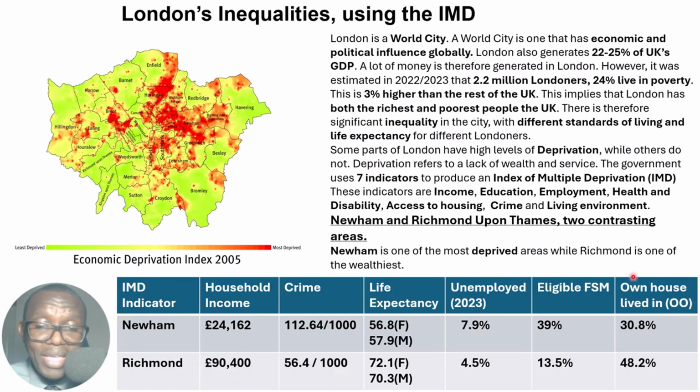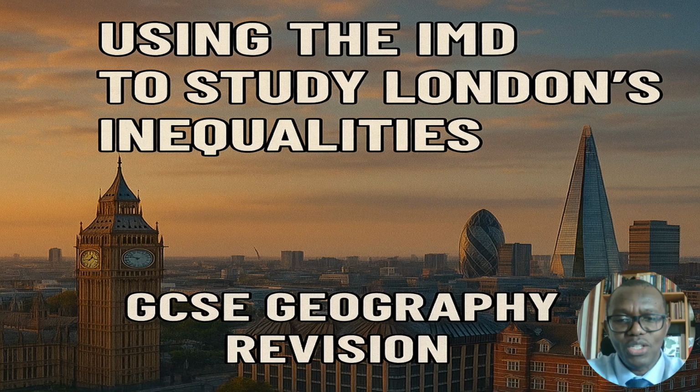So you can see that these indicators actually give us an indication as to the levels of deprivation in an area. And these here are two contrasting areas of London, and that again shows that London does have income disparity, or disparity in the quality of life of people living within the city. That brings us to the end of this video on inequality in London.